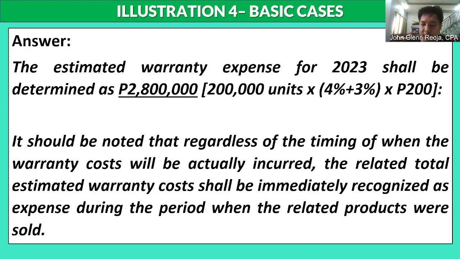350,000 plus 2.8 million, so that is 3,150. 3,150 dapat balance in debit tsaka credit minus 2,450. That is 600,000.